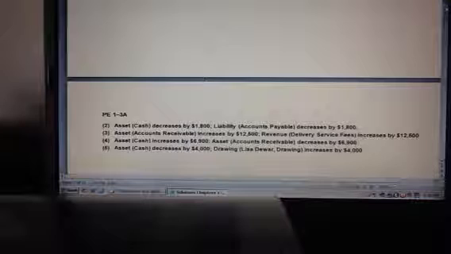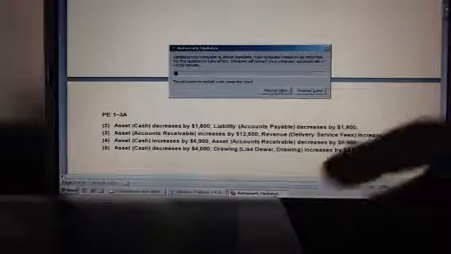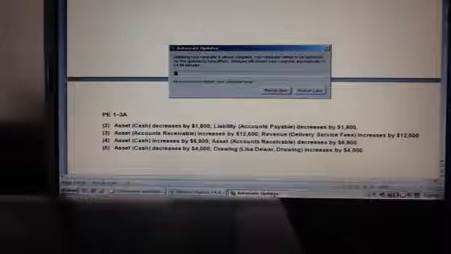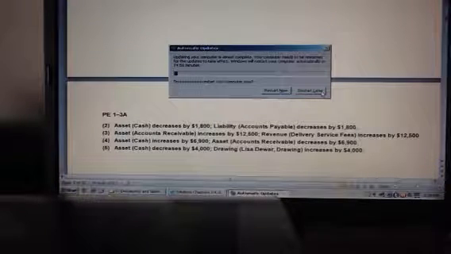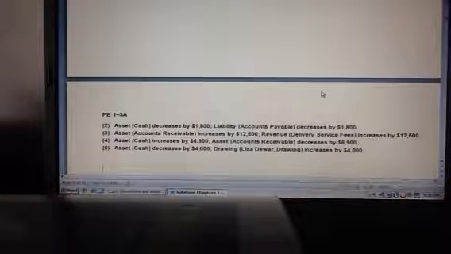Item 3, billed customers for delivery services on account. When we bill customers, that means we've done some work for them, so we've earned revenue. So fees earned, here they call it delivery service fees, is going to increase by $12,500. And notice that we provided the service on account. What that means is we didn't collect the amount in cash. They agree to pay us later. So that's going to be called an account receivable. So on item 3, accounts receivable, which is an asset, is going to increase by $12,500, and revenue increases by $12,500.